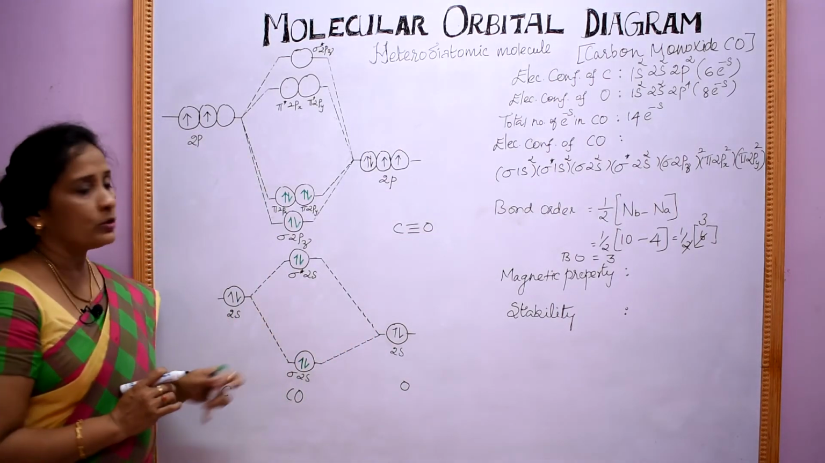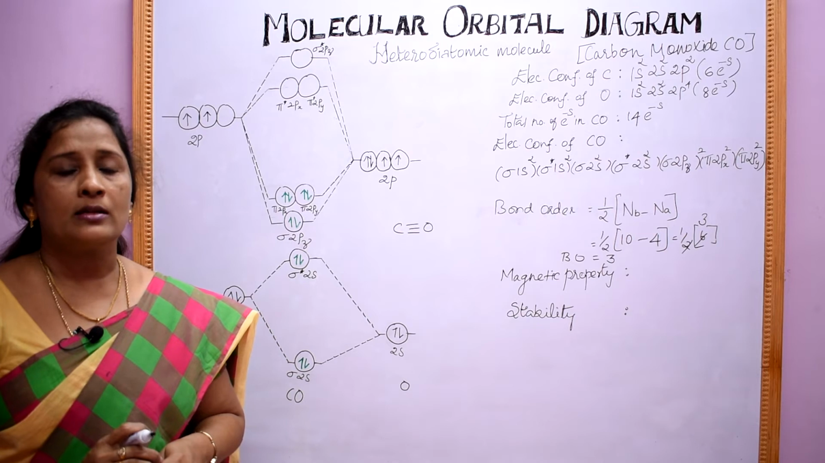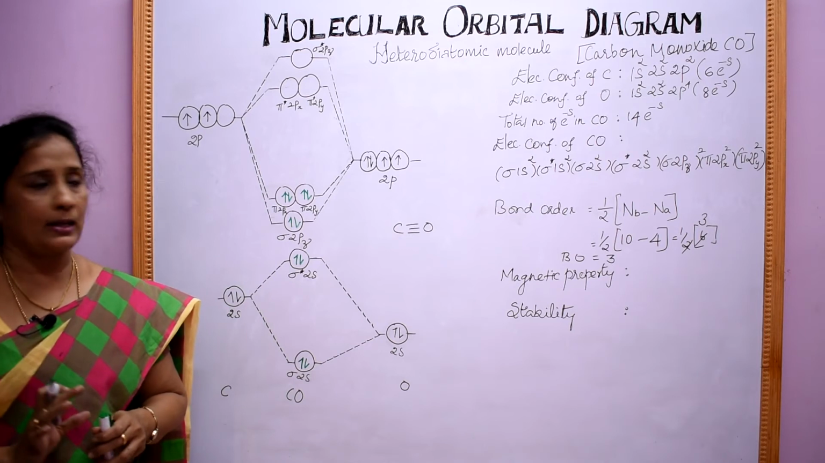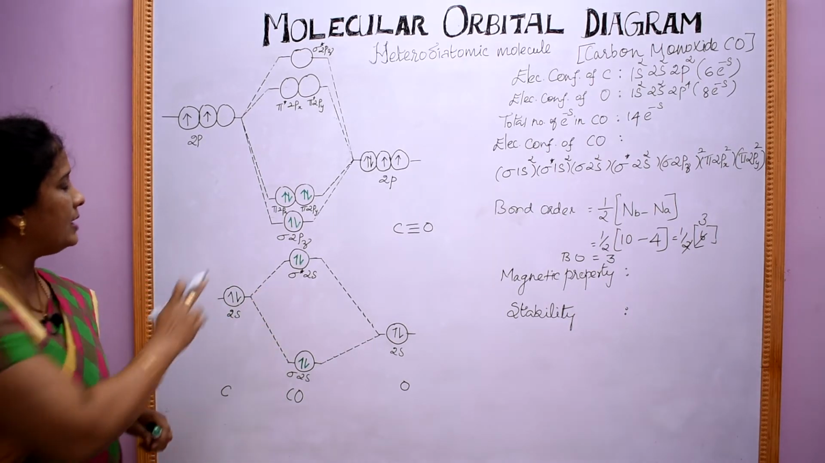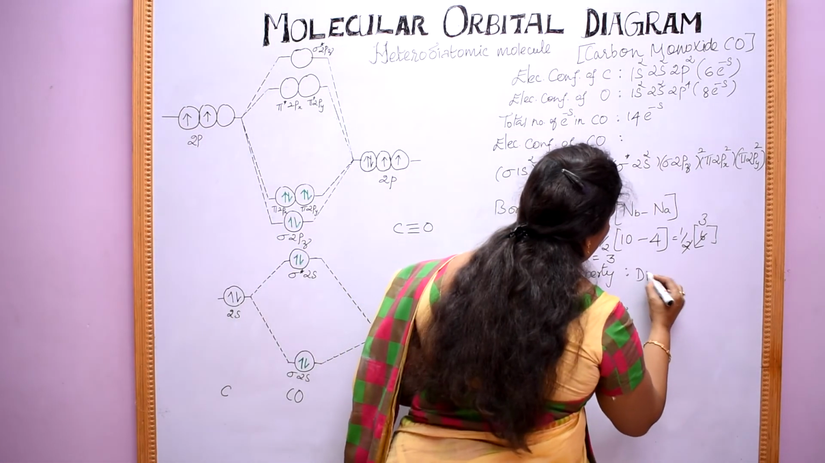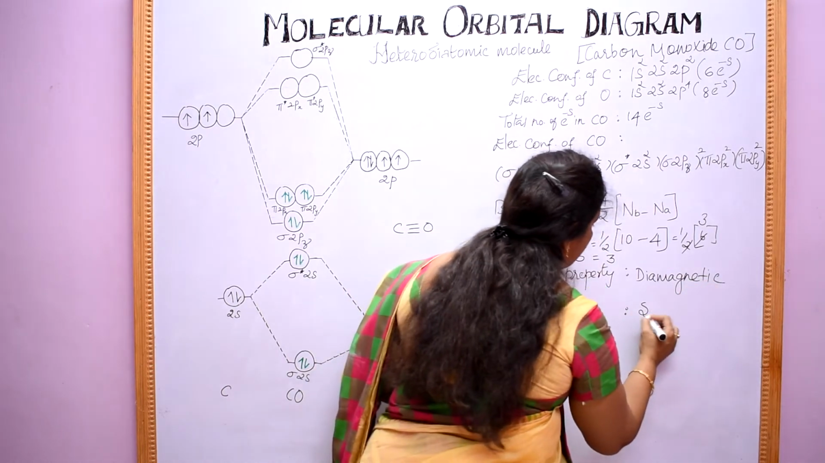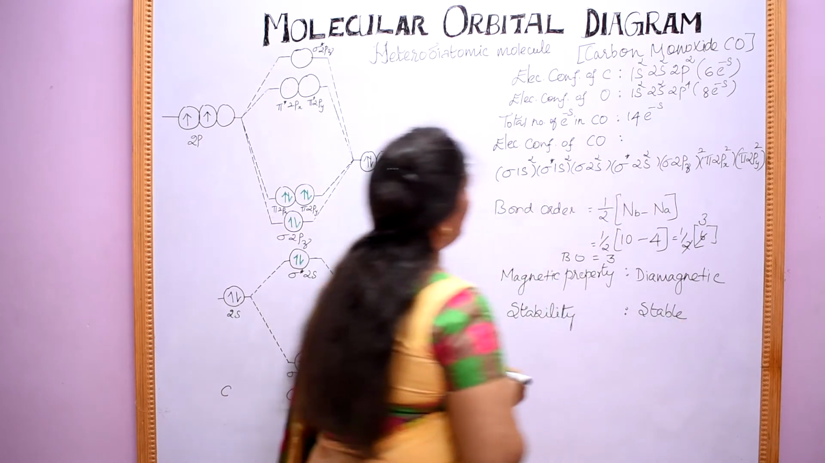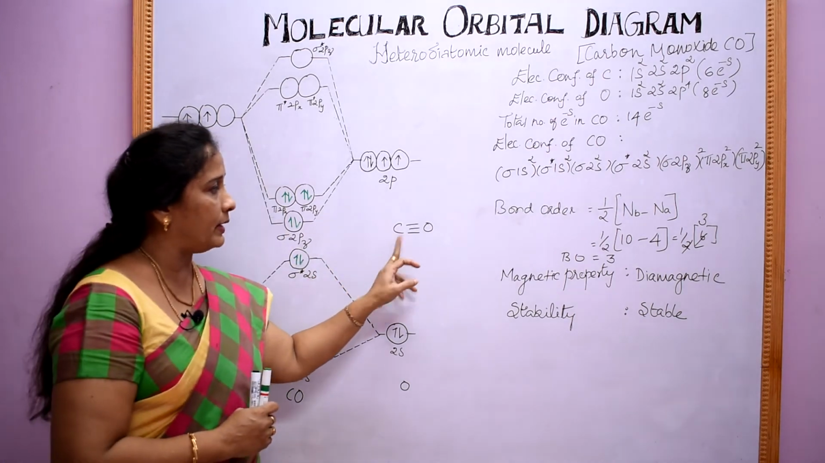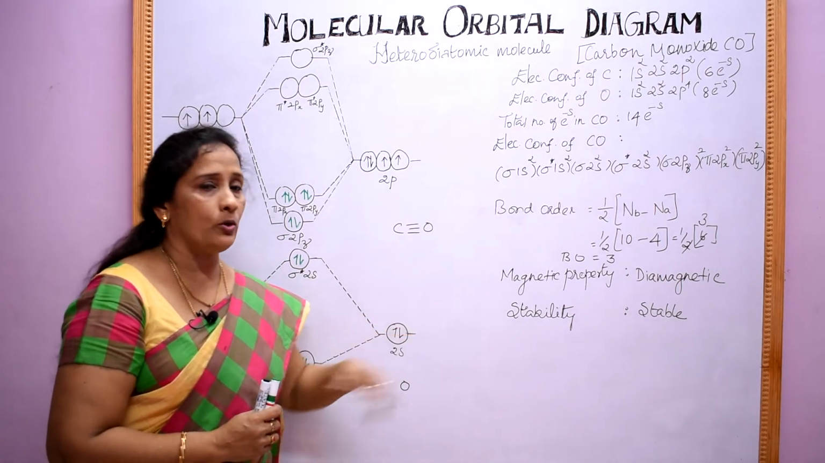Now let us know about the magnetic property of this CO molecule. We know if there are no unpaired electrons, the molecule is diamagnetic, and if we have an unpaired electron, the molecule is paramagnetic. In the case of carbon monoxide, there are no unpaired electrons. Therefore, carbon monoxide is diamagnetic, and the molecule is a stable molecule. So from the molecular orbital diagram, we know that there is a triple bond between carbon and oxygen, and the molecule is diamagnetic and stable in nature.